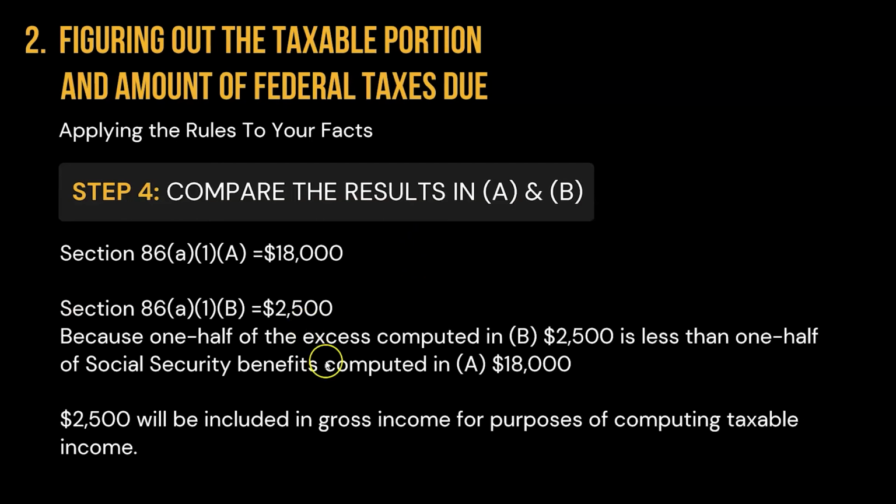All right, so let's recap. In subsection A, we got 18,000. Subsection B, we got 2,500. Because 2,500 is less than 18,000, 2,500 will be included in gross income for the purpose of computing taxable income.